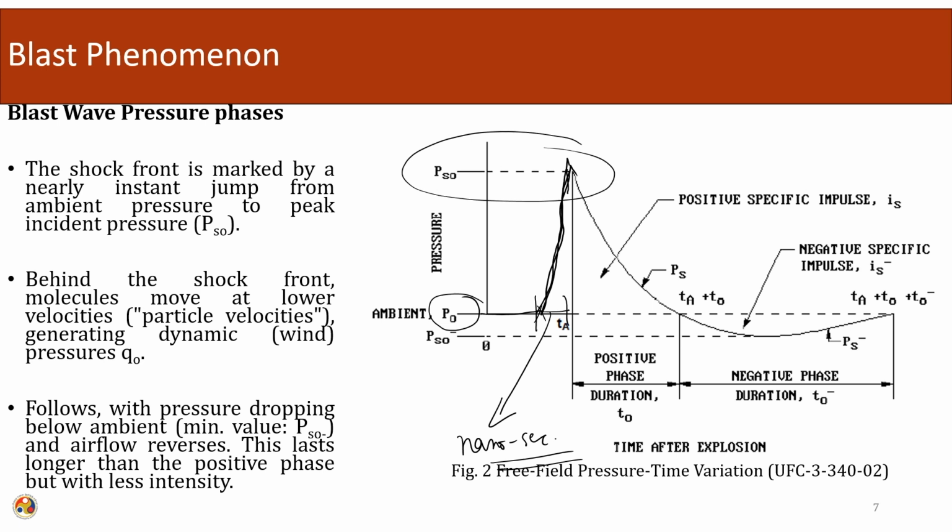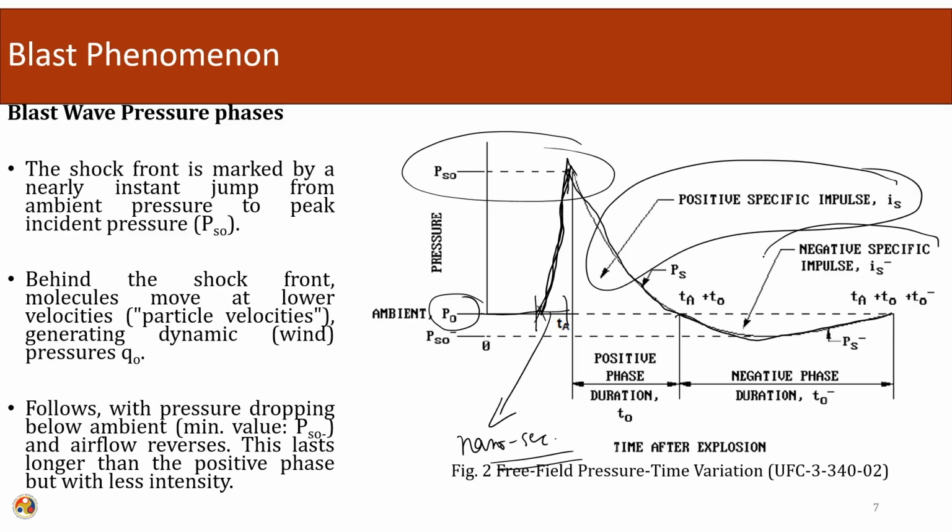Behind the shock front, the molecules move at lower velocities, the particle velocity, generating dynamic wind pressure, followed by the pressure dropping below ambient. After the ambient pressure has occurred, the pressure will try to die down and there will be a pressure decrease here due to the suction effects. This is called the positive phase duration and this is called the negative phase duration.